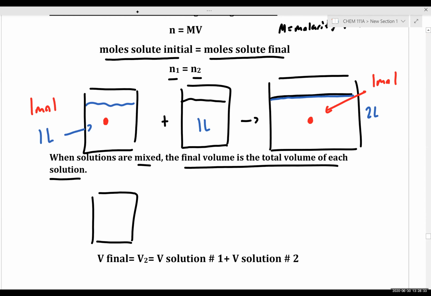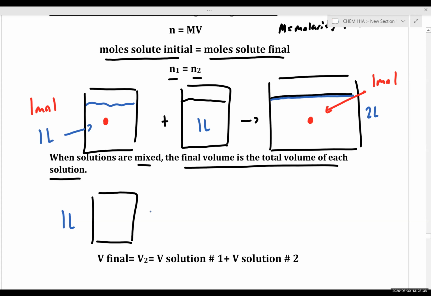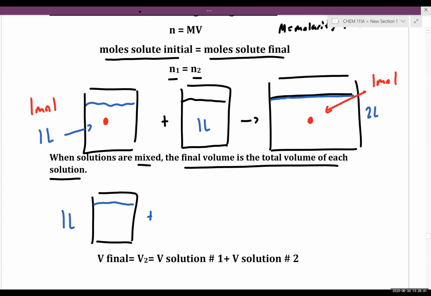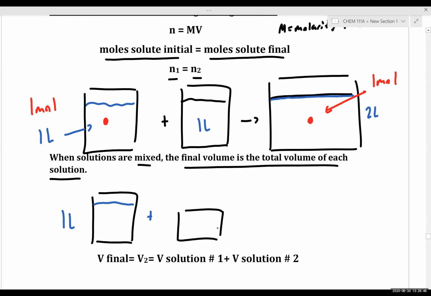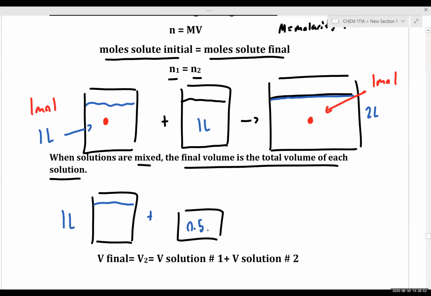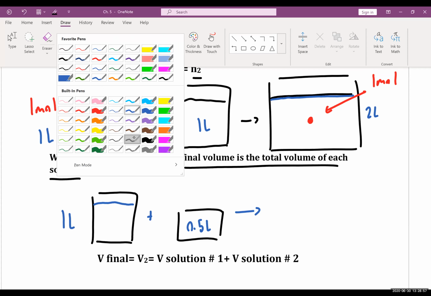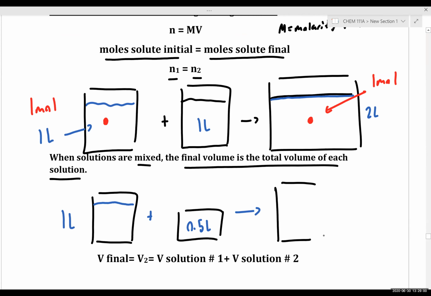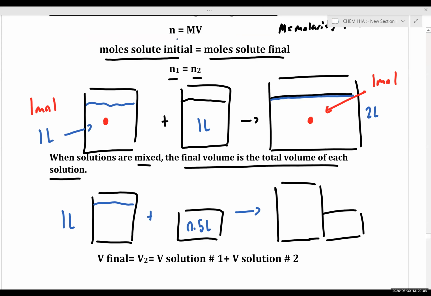So suppose, just redrawing our example here, suppose we start with 1 liter of solution. And let's change things up. Let's suppose that we add an additional 0.5 liters. What would our total volume be? What would our total final volume be when we mix these 2 solutions? We'd add them up. 1 plus 0.5 would give us 1.5 liters.